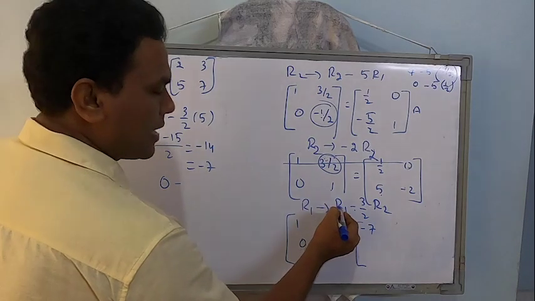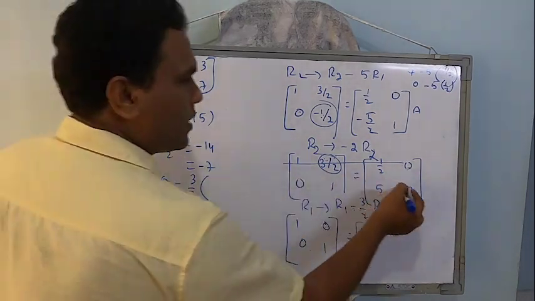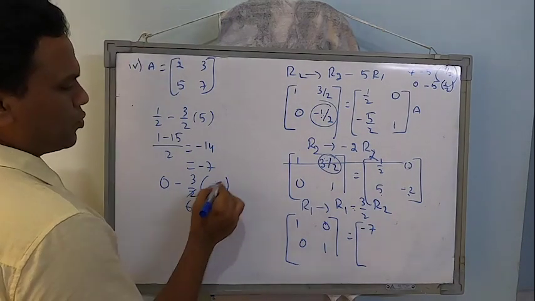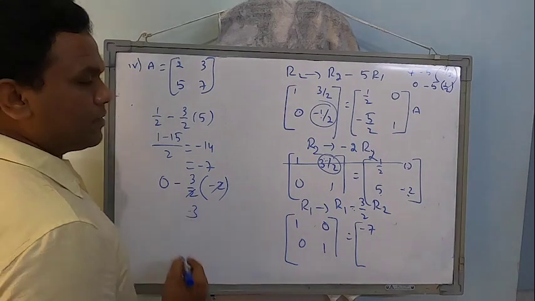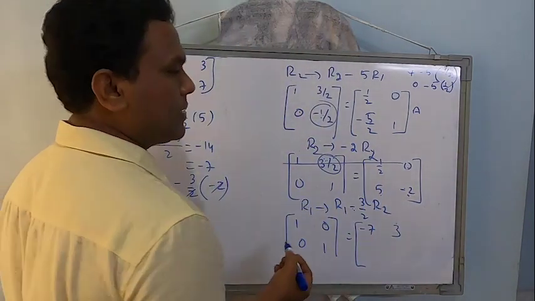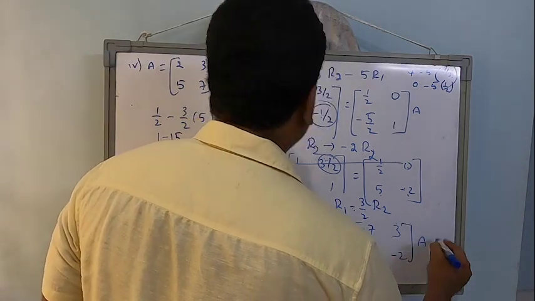0 minus 3 by 2 times R2. The element of R2 is minus 2, you can cancel the 2. The remaining is just going to be 3. So this will become 3. That's fine. Now what is next? R2 elements are 5, minus 2, as it is, multiplied by A.